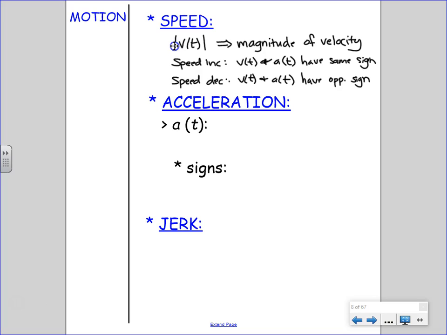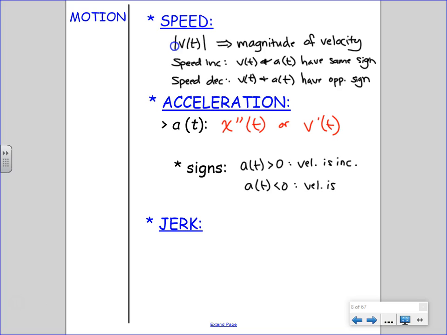Acceleration, who is he? Second derivative. The rate of change of the rate of change of position. So we could name him as x double prime. He's the rate of change of the rate of change of x. And his signs, we would say if he's positive, velocity is increasing, right? And if he's negative, velocity is decreasing. But is that necessarily the same as speed? No, so be careful.